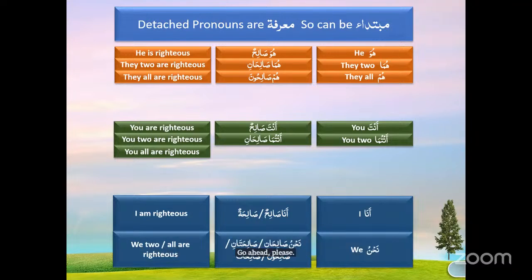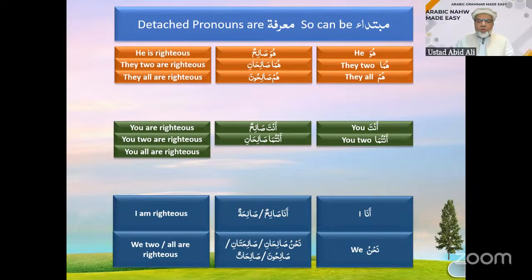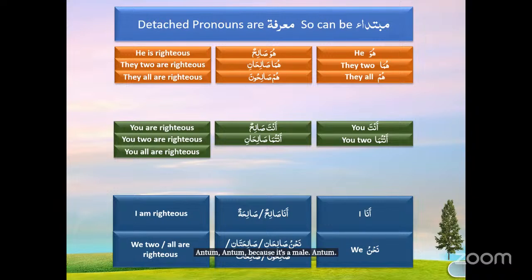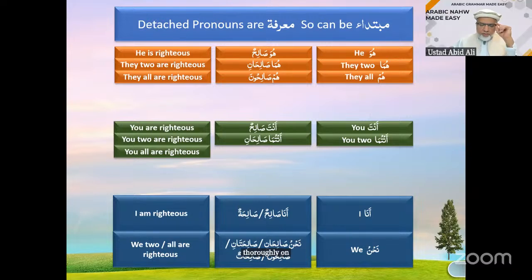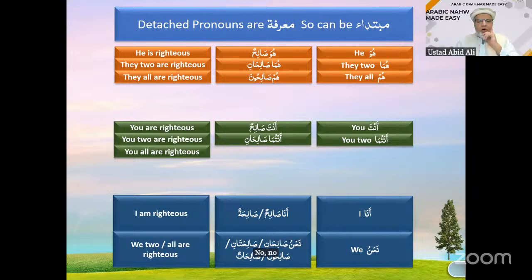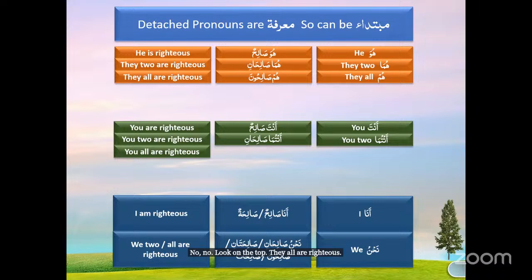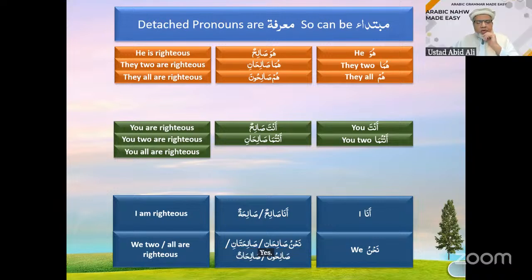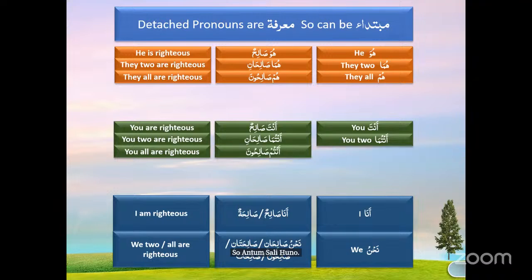Anhunna. Antum, because it's male. Antum Salihan. No, Salihani is dual, so plural will be Salihanun. No, look on the top. They all are righteous: Salihuna. Yes. So Antum Salihuna, right? Okay. Antum is you all.